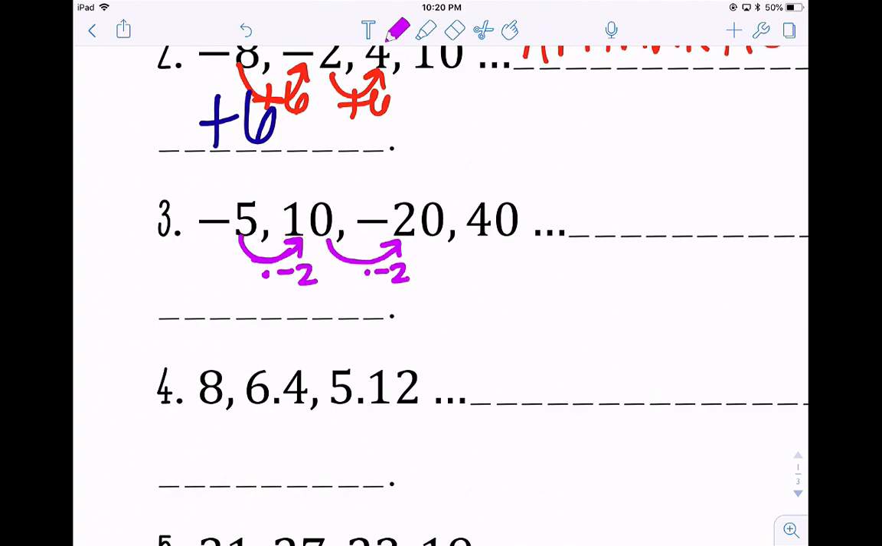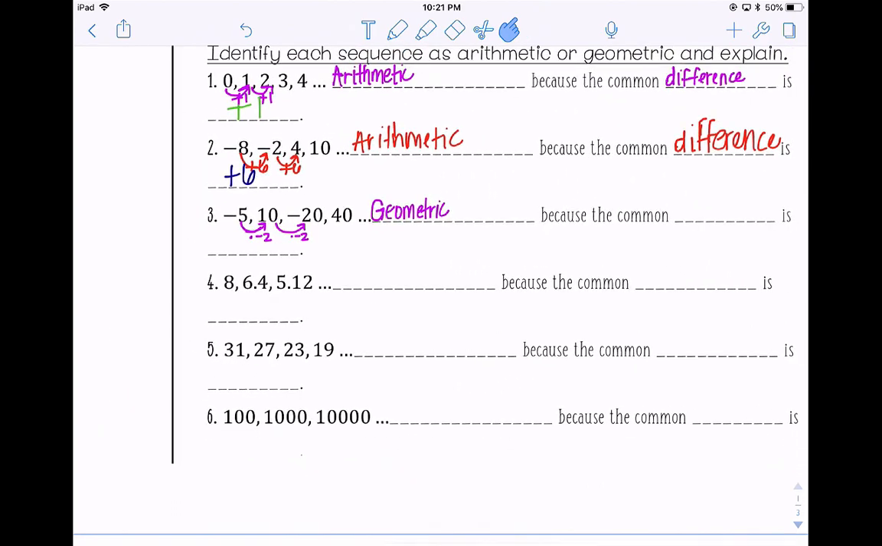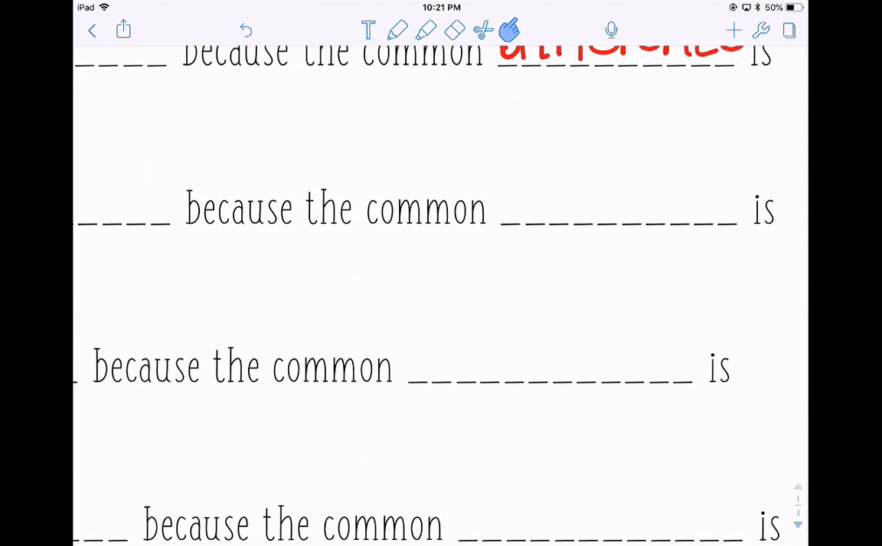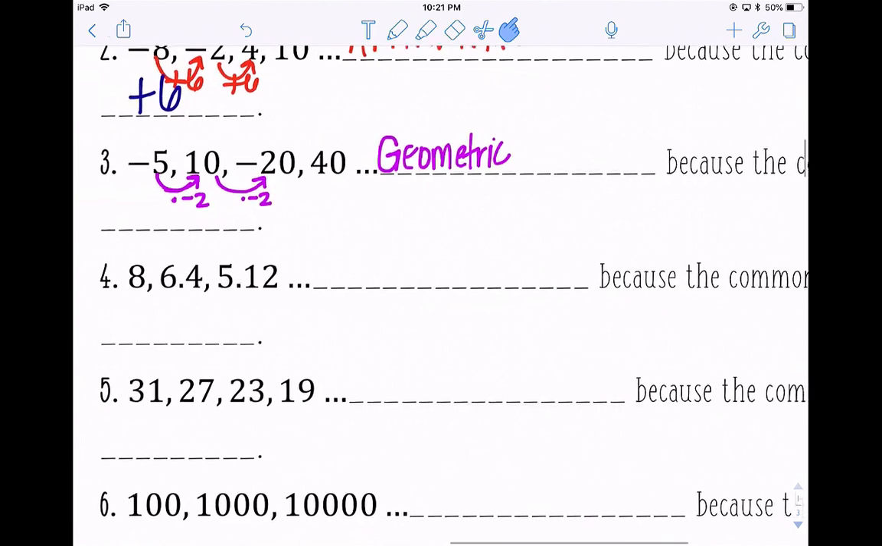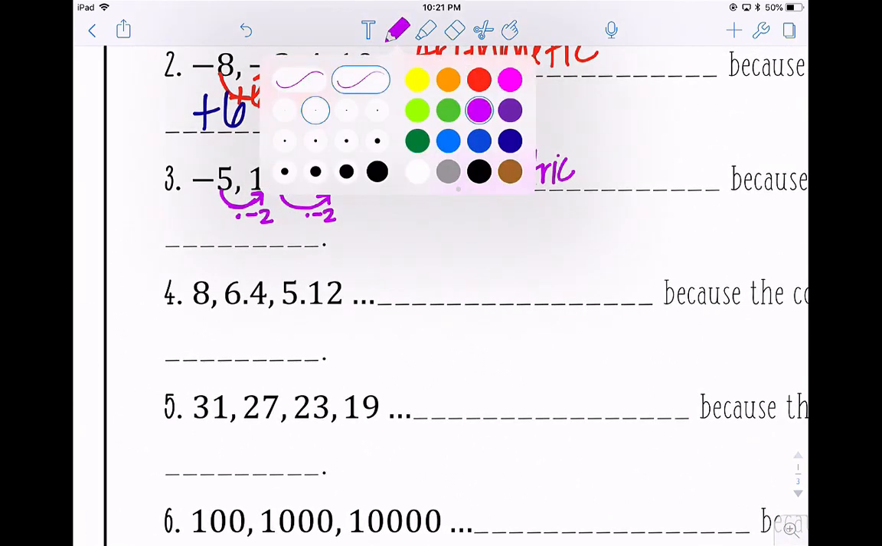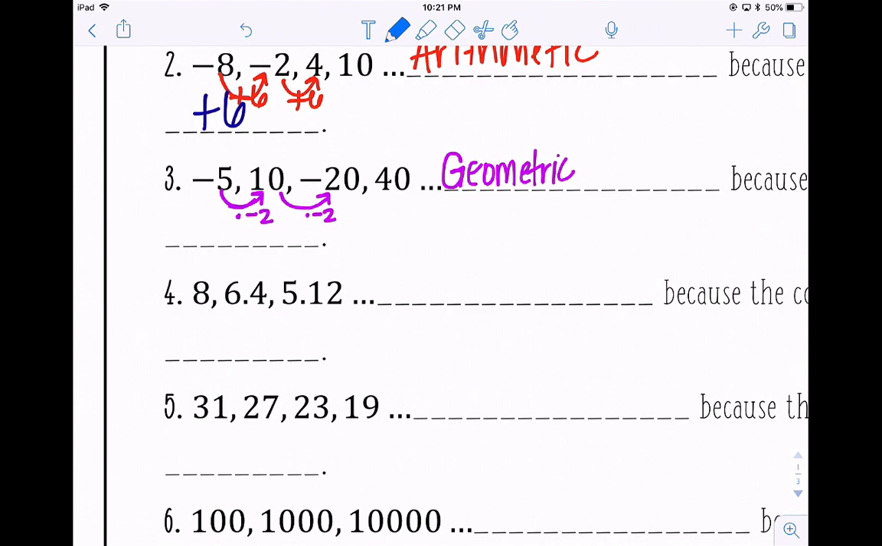So because we're multiplying by a negative, this one is called a geometric sequence, because we're multiplying. It is a geometric sequence because of the common ratio. When we are multiplying, it's no longer called a difference, it's called a ratio. A ratio is what we're multiplying by. So its common ratio is negative 2. Some people might want to write in times negative 2. So we're multiplying. I'm going to use a dot for times, not an X.